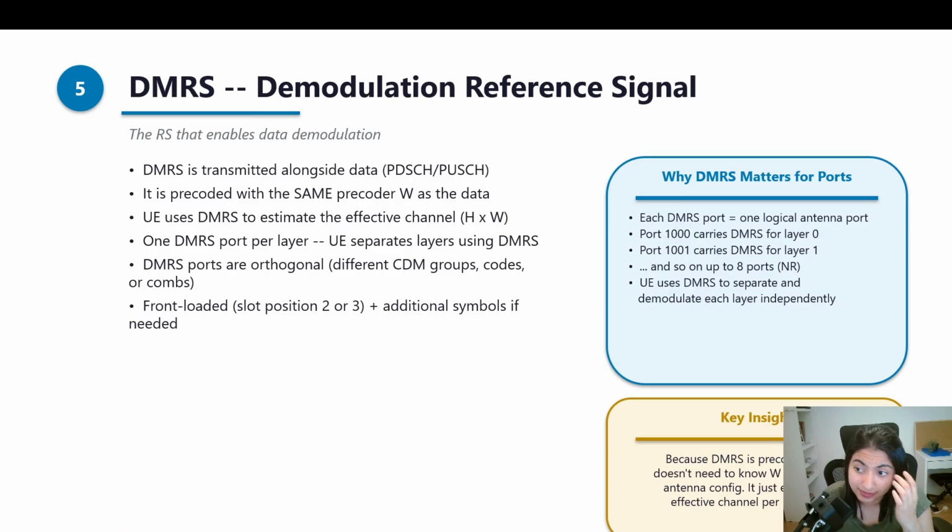Since the DMRS is precoded, the UE does not need to know the precoding matrix or the physical antenna config. It just estimates the effective channel per DMRS and then uses this for decoding PDSCH and PUSCH. So the DMRS experiences the same precoding matrix as the data. So it experiences the same propagation channel, and it is easy for the UE to thus decode this PDSCH and PUSCH.